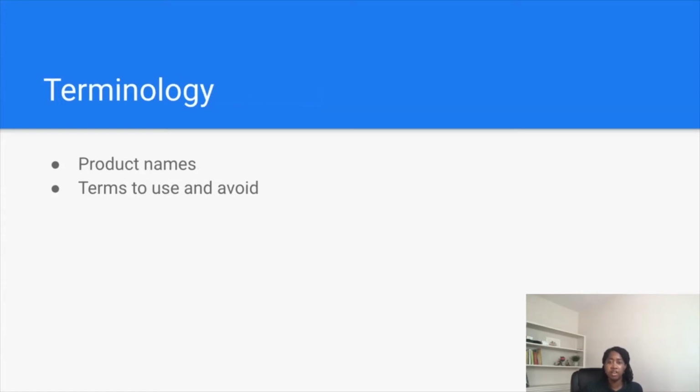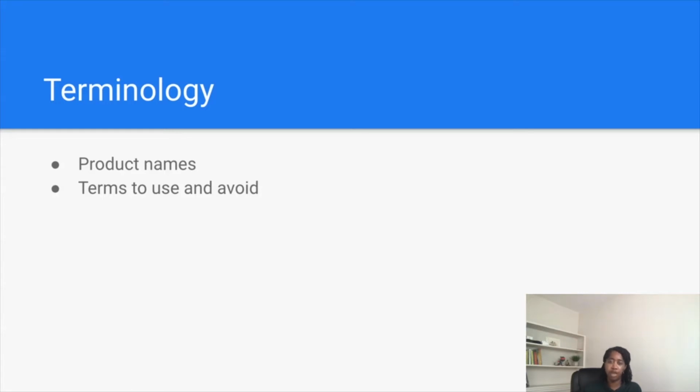And then the last area is terminology. So are writers using product names correctly and consistently? Are they spelled correctly? Are they capitalized correctly? And then for terms to use and avoid, you may, as you are going through your documentation, find some terms that you don't think that writers should be using. Maybe you can think of better, more appropriate alternatives.